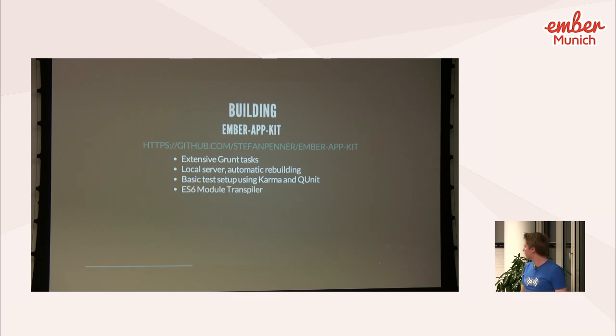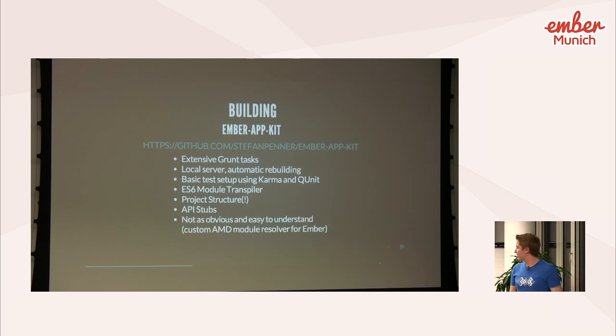It has an ES6 module transpiler that's very basic for modularizing your app. It gives you a very clear project structure, which is actually very important. If you see the screencasts with Tom Dale, everything is in one JS file, and that's fine. But if your project gets a little larger, obviously you need modules. It can do API stubs for you, so you don't need a server from the first minute on. But it's not as obvious and easy to understand, because it has a huge list of grunt tasks, and some of them are more complicated. So digging into it is not as easy as you would expect.